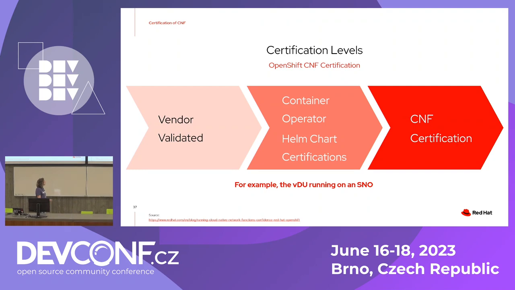Okay, so the last thing is the different levels of certification that we have. Vendor validated is, we could say, okay, we have made the vDU run in the cluster, so the vendor can say that it is validated. It means it will work in this OpenShift. What is new now is that we want to provide the CNF, Cloud Native Function, certification.